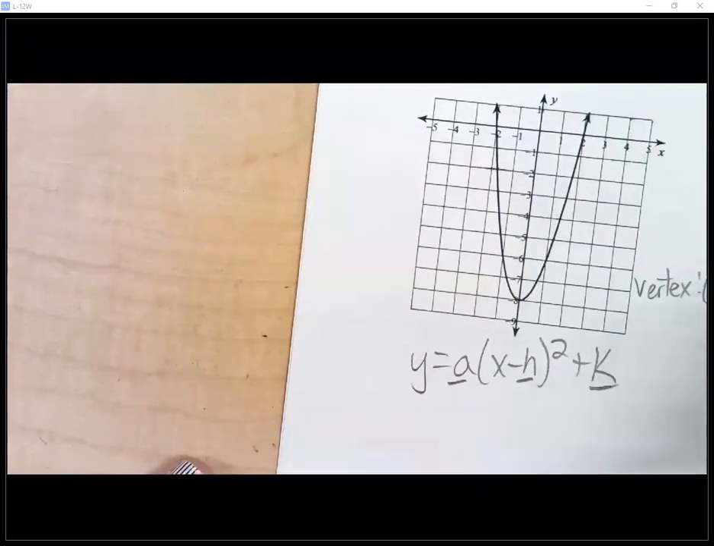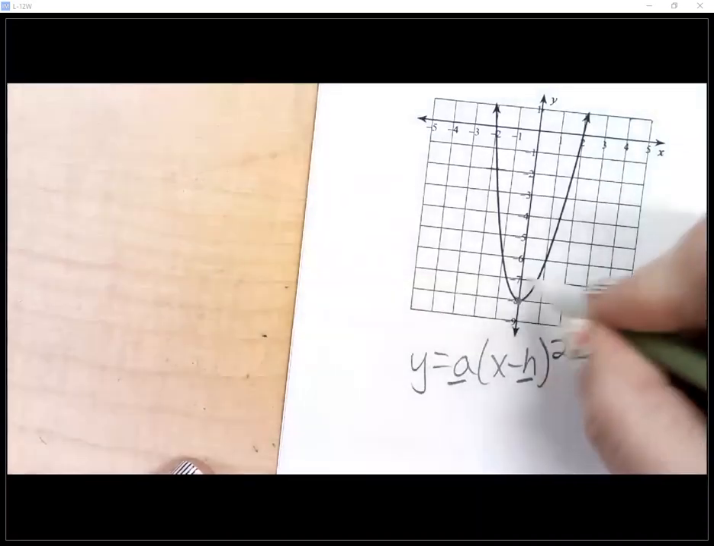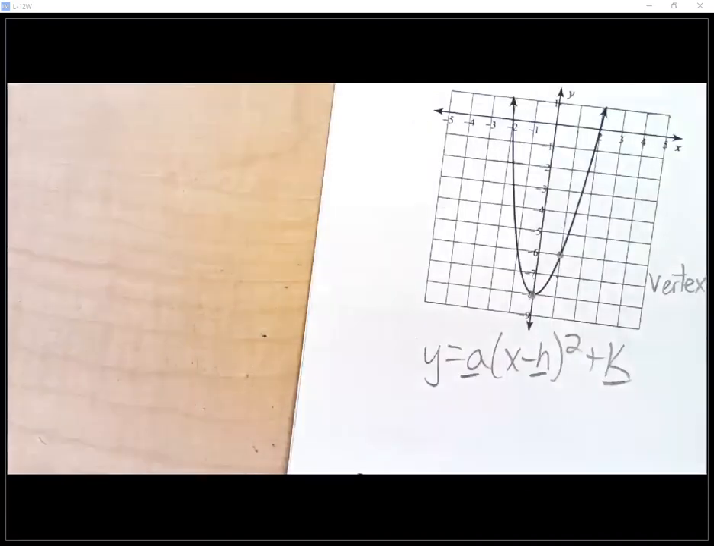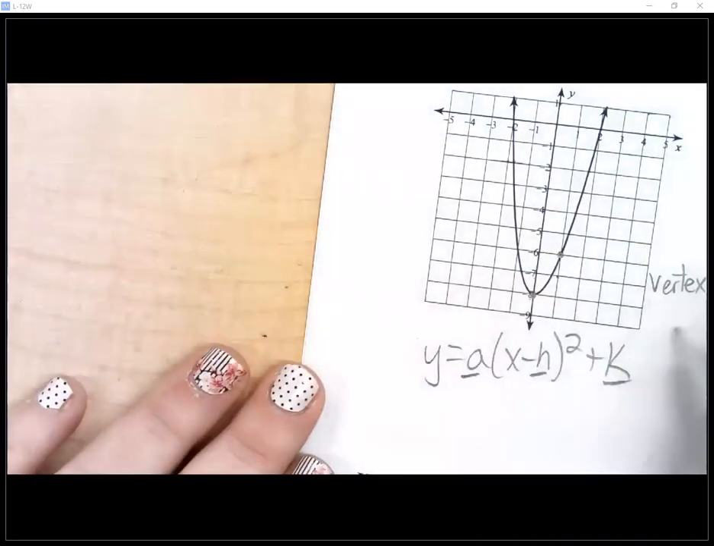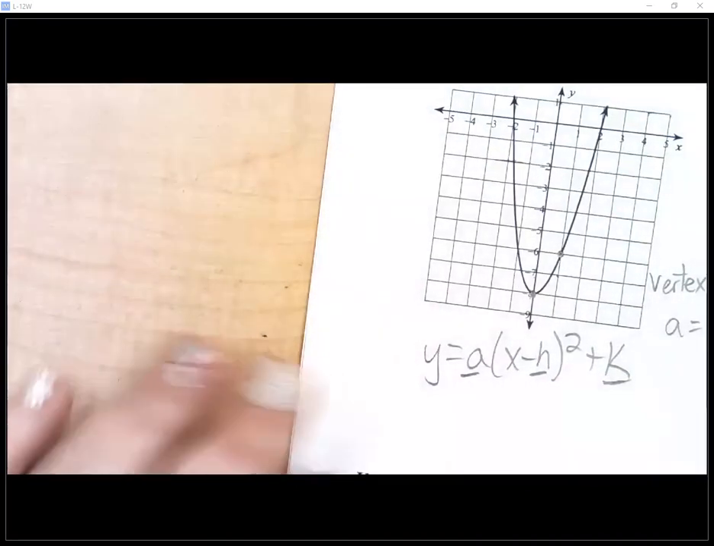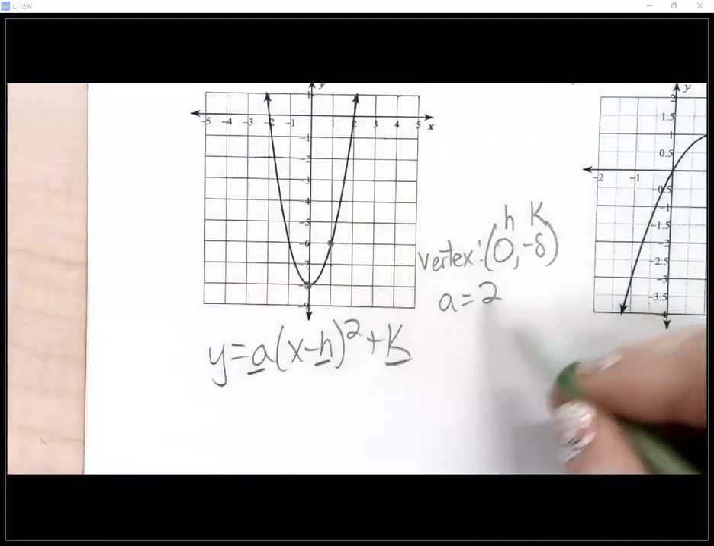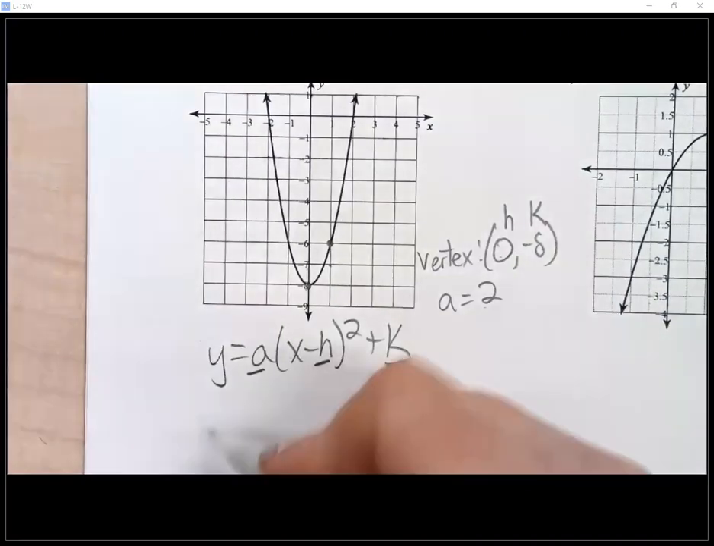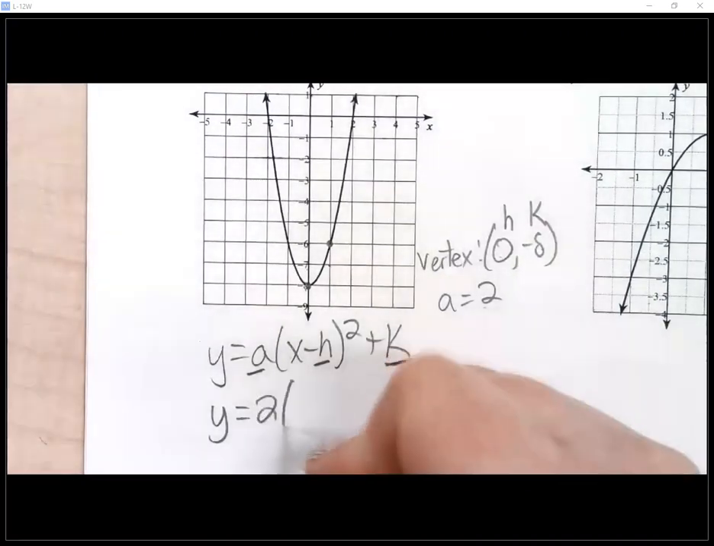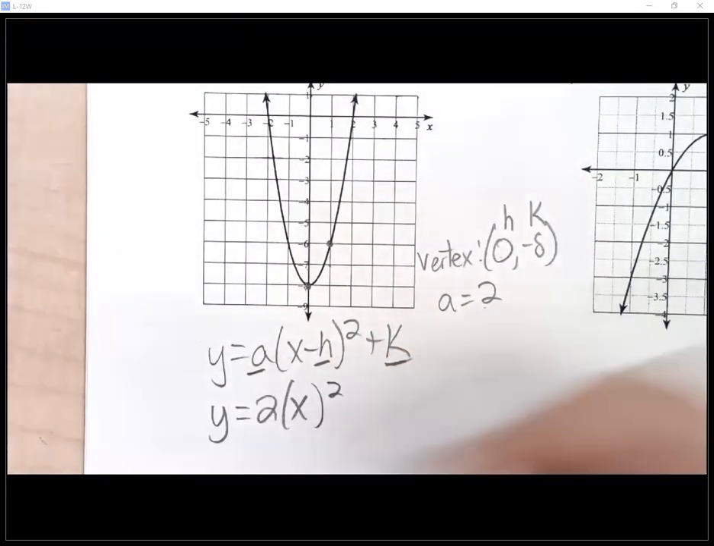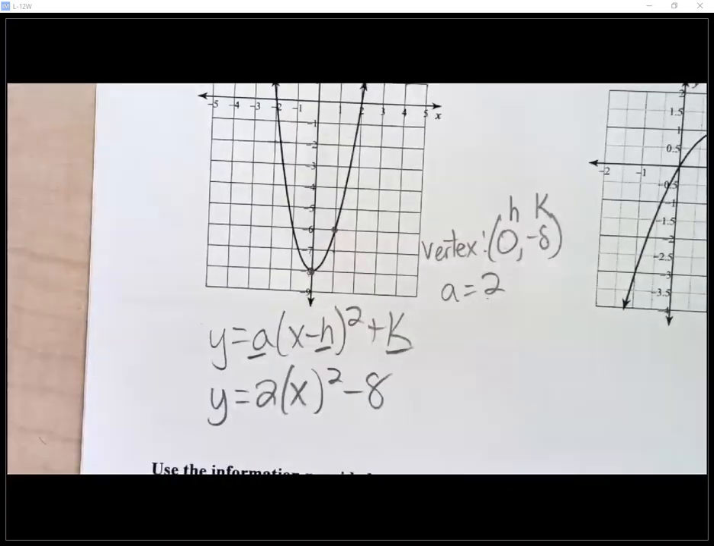Yeah, it's 2. How do we know? Because normally from the vertex, I go up 1 over 1. This one has gone up 2 over 1 to get to the next point, right? So a has to be 2 in this case. I'm just going to plug a, h, and k into this, and I'll have it. So a is 2, x minus 0, so I can just leave it as x, right? And then k is just a minus 8. I don't care. You can have it or not have it, no big deal.